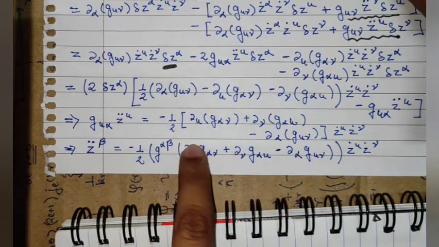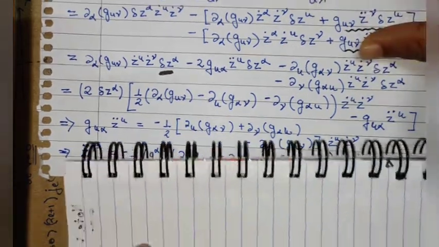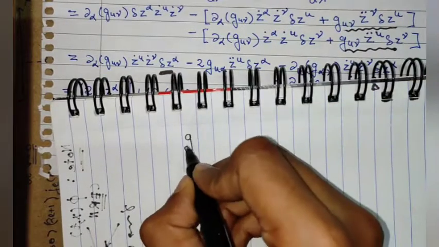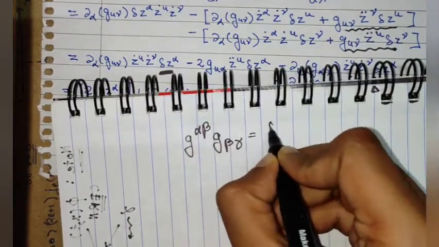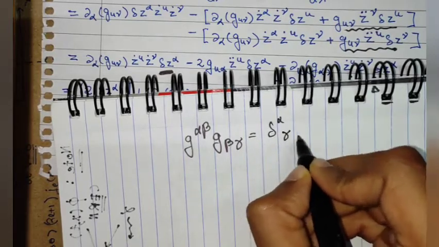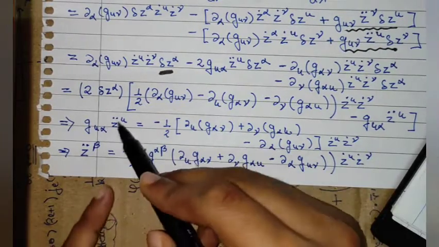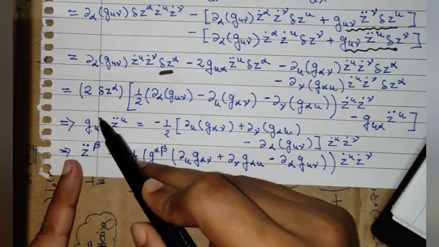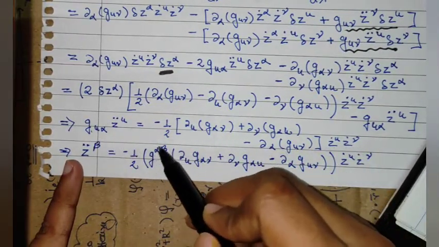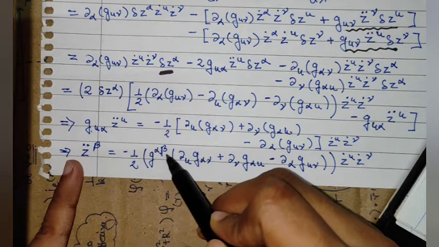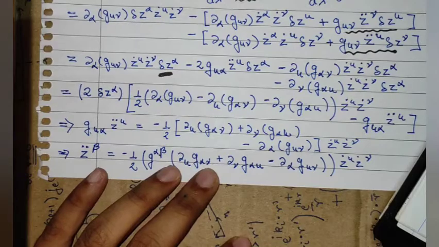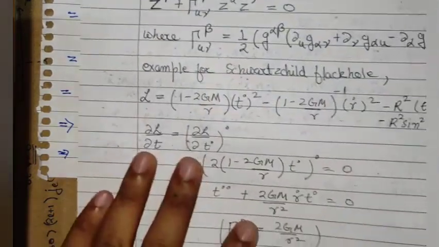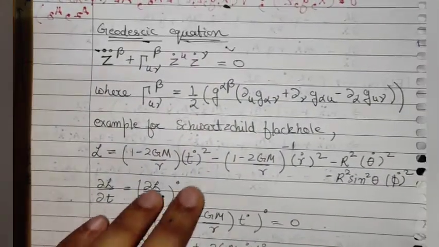Now we can use the property that g alpha beta times g beta gamma is delta alpha gamma. We can use this property to take the inverse of the matrix g here, and that will produce this g alpha beta here, and then we can finally see the form of our geodesic equation.